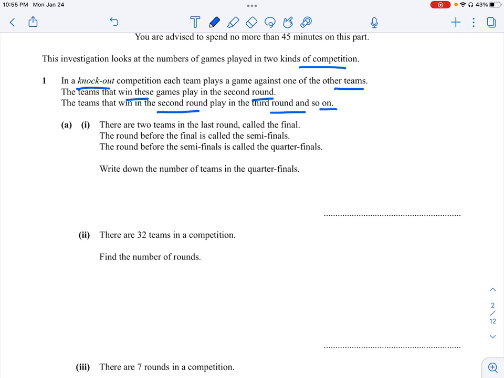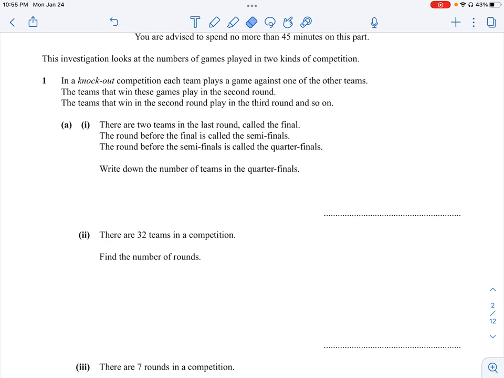So if they win in the first round, they go to the second round. If they win in the second round, they go to the third round and so on, until they go to the finals and win the total tournament or the competition. So there are two teams in the last round that play the final, and in the semi-finals, four teams will be there. The round before the final is called semi-finals. The round before the semi-finals is called quarter-finals. Write down the number of teams in the quarter-finals.